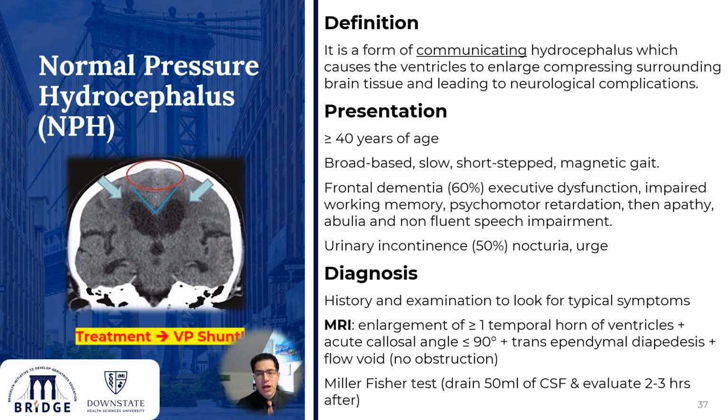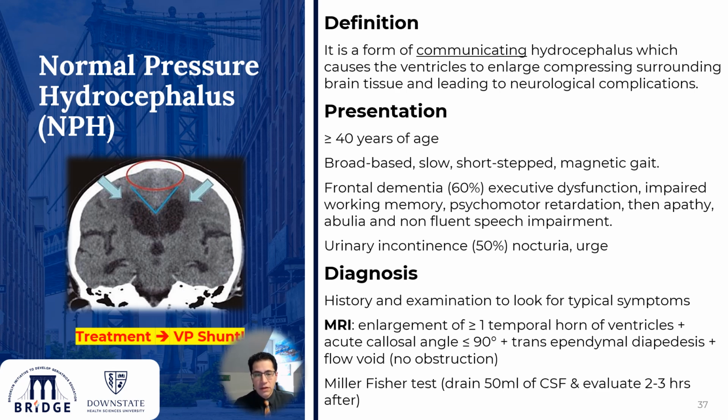Next is normal pressure hydrocephalus, which is a form of communicating hydrocephalus causing enlargement of the ventricles, compressing the surrounding brain tissue. This one usually presents in individuals who are 40 or older. It has a unique gait, which is broad-based, slow, short steppage, and kind of magnetic, as if their feet are stuck with a magnet to the ground. 60% of cases will develop frontal dementia, which is characterized by executive dysfunction, impaired working memory, slow processing speed, and then you notice some apathy and non-fluent speech impairment.